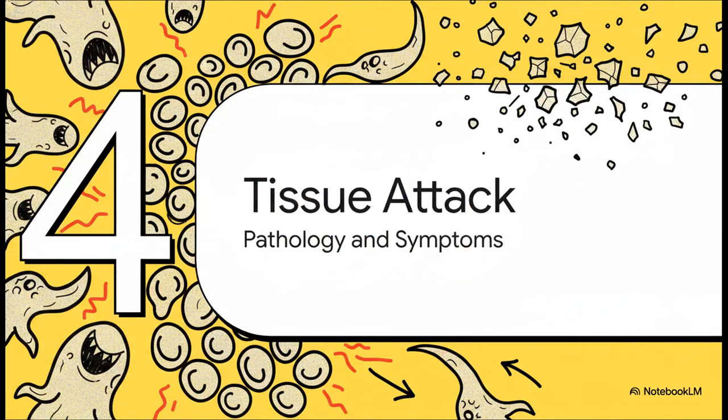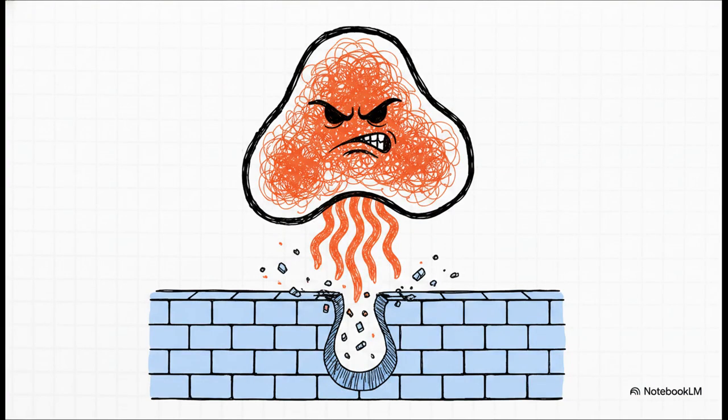Section 4. Symptoms and tissue attack. Now we're getting into the really destructive phase of the disease. What actually happens when the invader starts dismantling the host from the inside out. The arsenal of the Trophozoite is genuinely grisly.